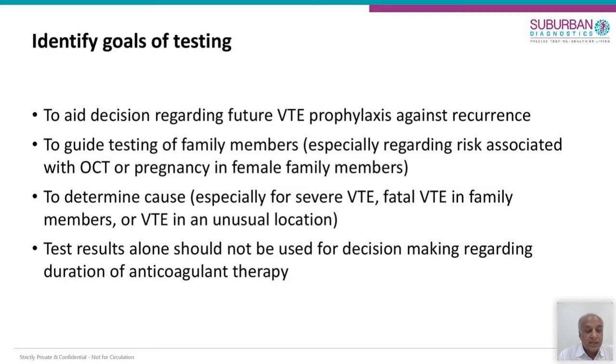And test results alone should not be used for decision making regarding duration of anticoagulant therapy. As I was just emphasizing, this is not the lone or single indication of continuing with the anticoagulation therapy in these patients. There are many other clinical and background considerations that need to be taken into mind before one decides about investigating these patients after stoppage of anticoagulation.